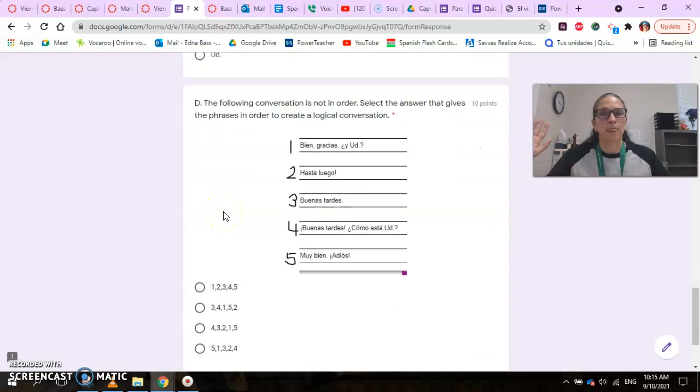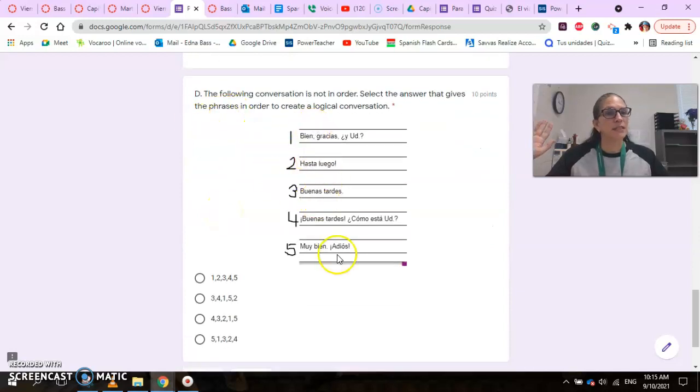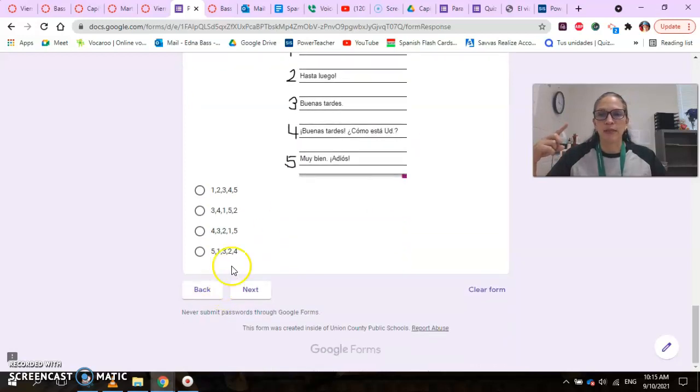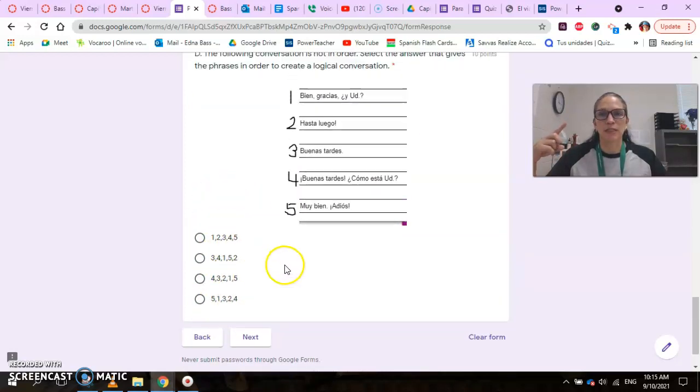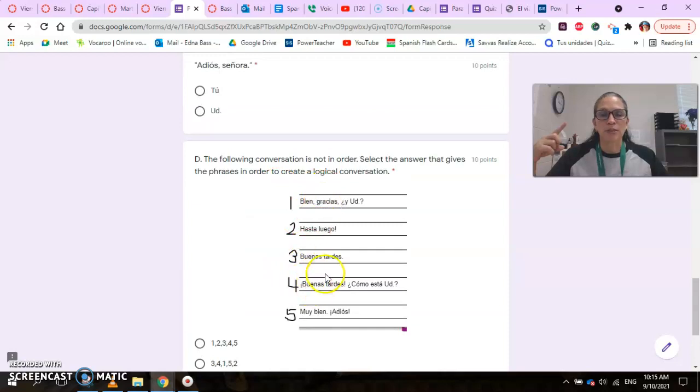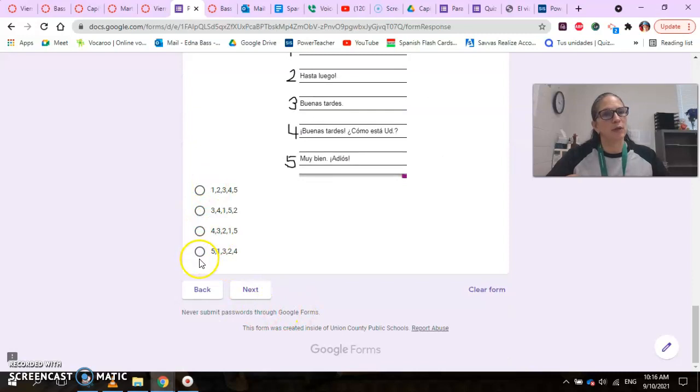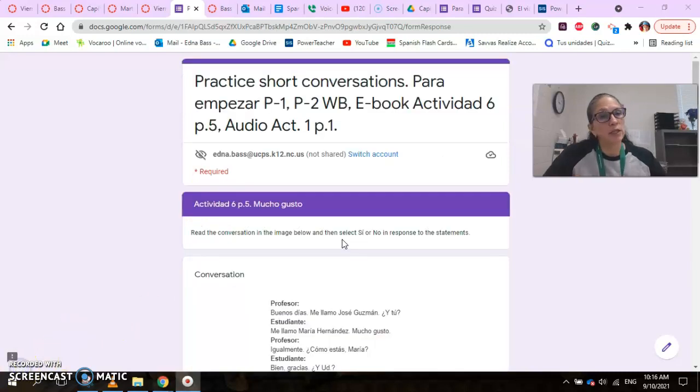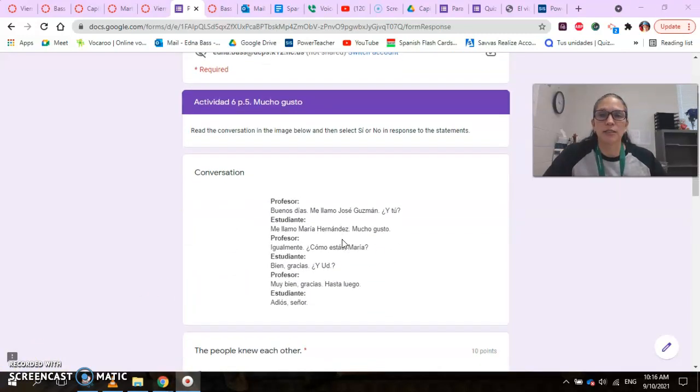And in part D, there is a conversation that is not in order, but I put different ways to organize that conversation. So what you're going to do is put the numbers in order according to the conversation. Where does it start? What goes after? What goes after? And so on. Then you select the one that is correct. Then you click next and it takes you to this next one.